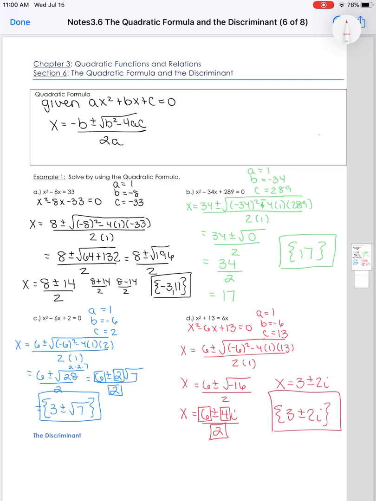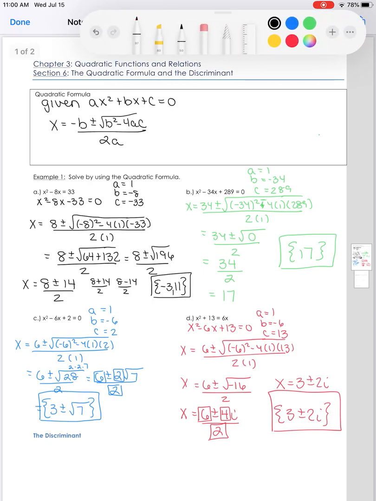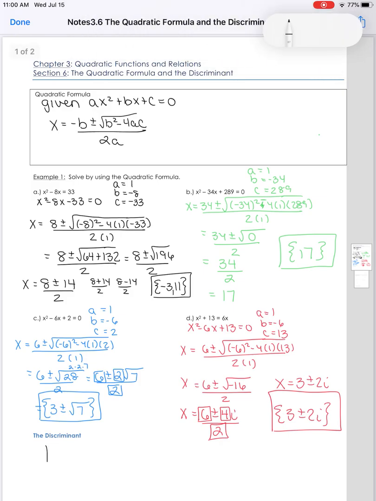And similar to the last one, 6, 4, and 2 all have a 2 in common, so we want to make sure that we simplify that. So we get x equals 3 plus or minus 2i. So those should be our solutions. If you want to write them separate, absolutely. If you want to keep them together, you can do that as well.